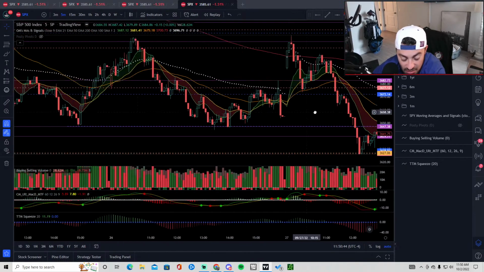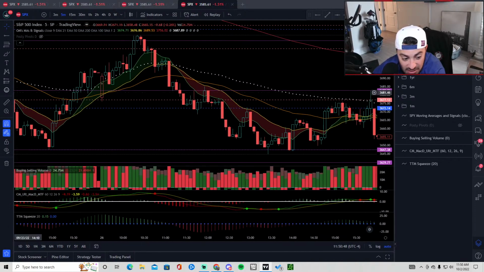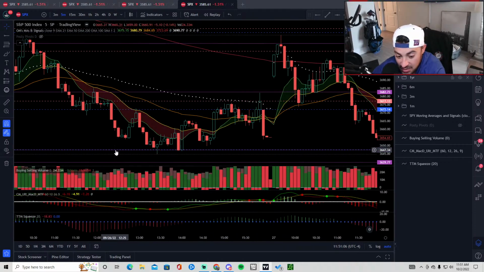Or, for example, the same level. See how it came down here, tested, and then came back down, and it got support, but it was below the 9 EMA, but it did have a double bottom. So I would have taken that with rising volume here and done that way.